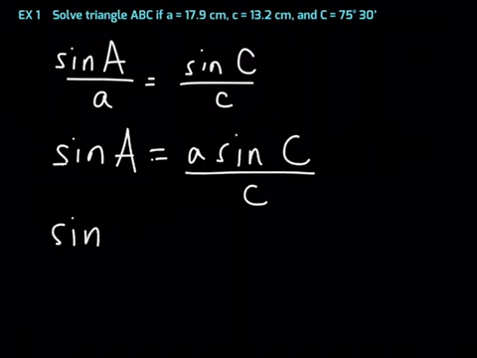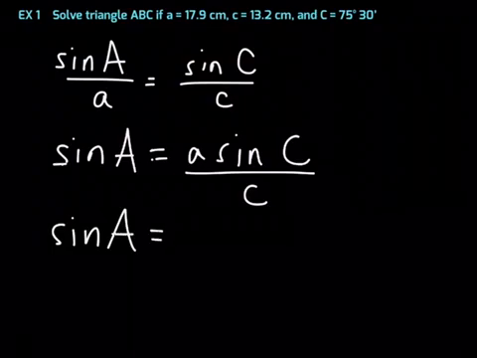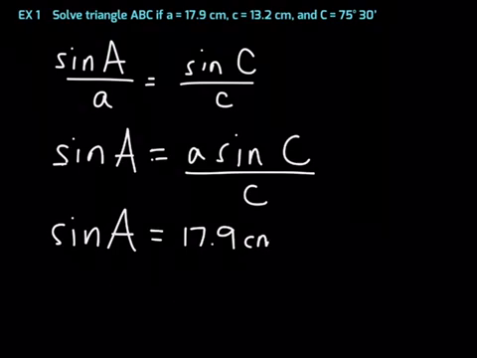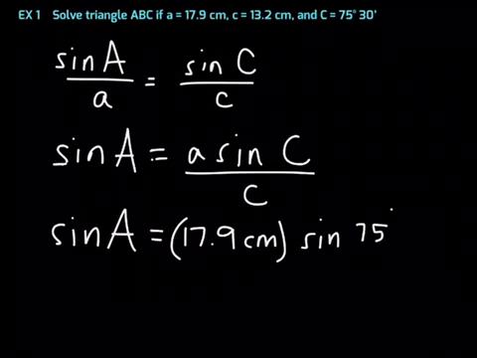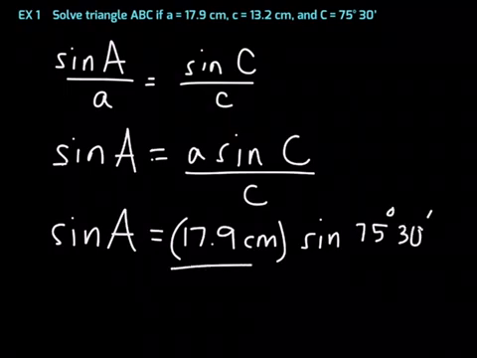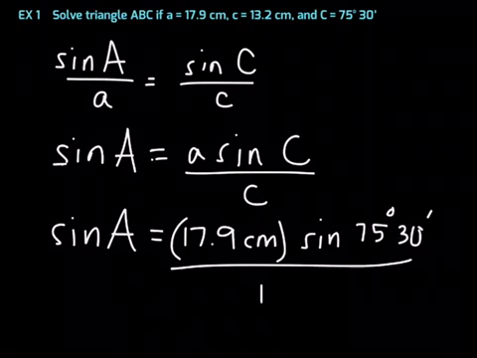So sine of angle A is equal to 17.9 centimeters times sine of angle C, which is 75 degrees and 30 minutes, or 75.5 degrees, and then all of that divided by 13.2 centimeters.